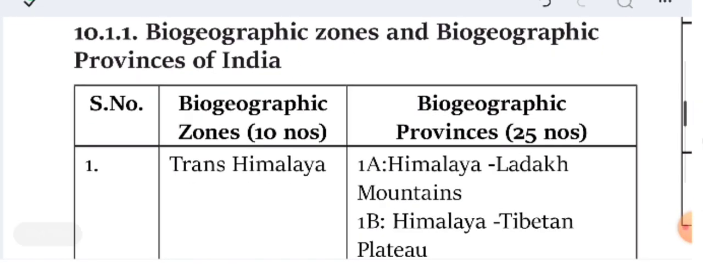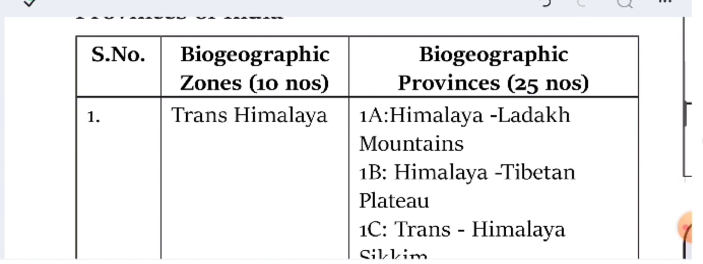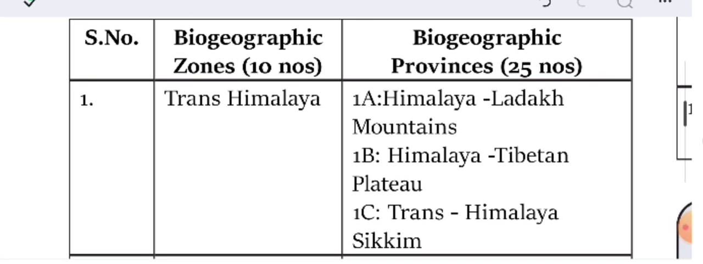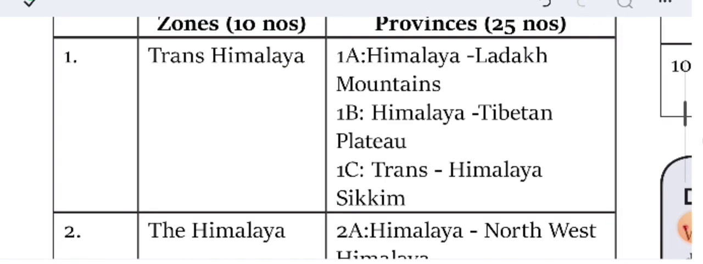Okay, now biogeographic zones and biogeographic provinces in India. Here you can see the biogeographic zones and biogeographic provinces. The biogeographic zones number 10 and the biogeographic provinces are 25. The first biogeographic zone is Trans Himalaya, and its provinces are Himalaya in Ladakh mountain, Himalaya in Tibetan plateau, and Trans Himalaya of Sikkim. Okay, next is the Himalaya. So first is Trans Himalaya, right? Trans Himalaya has 3 provinces: Ladakh mountain, Tibetan plateau and Trans Himalaya of Sikkim.